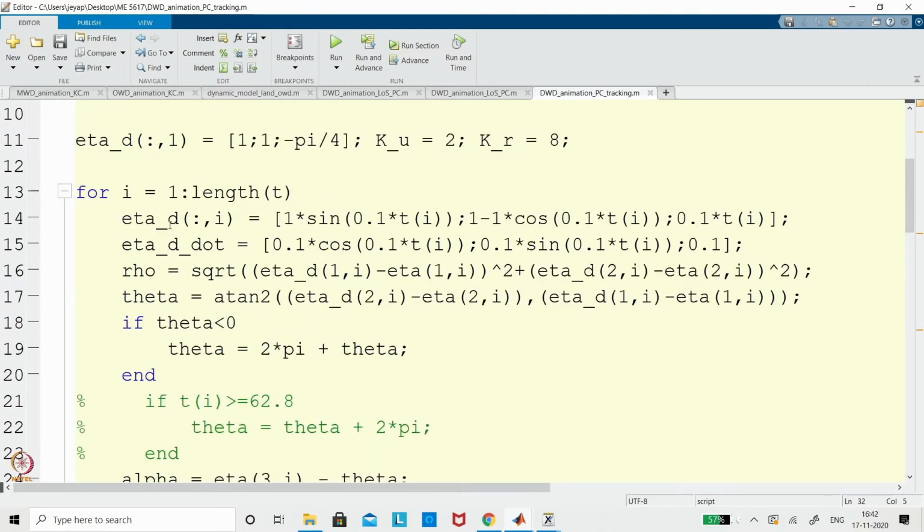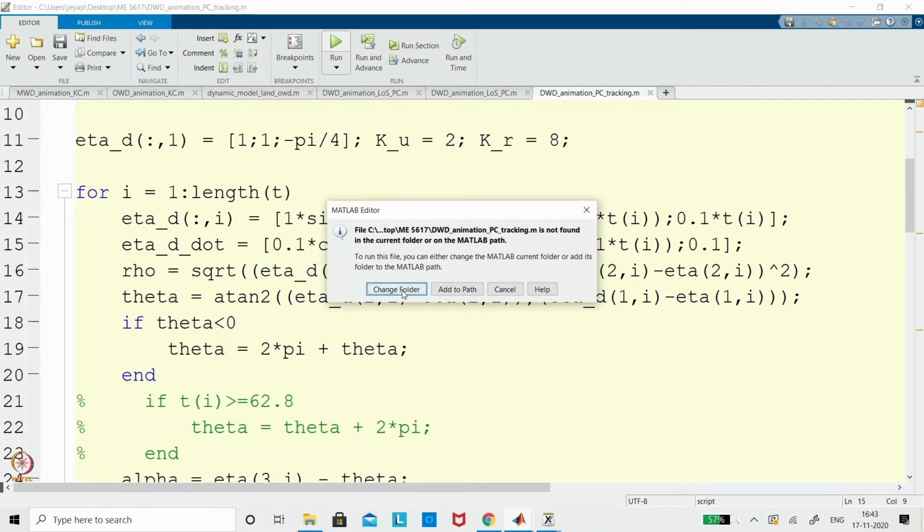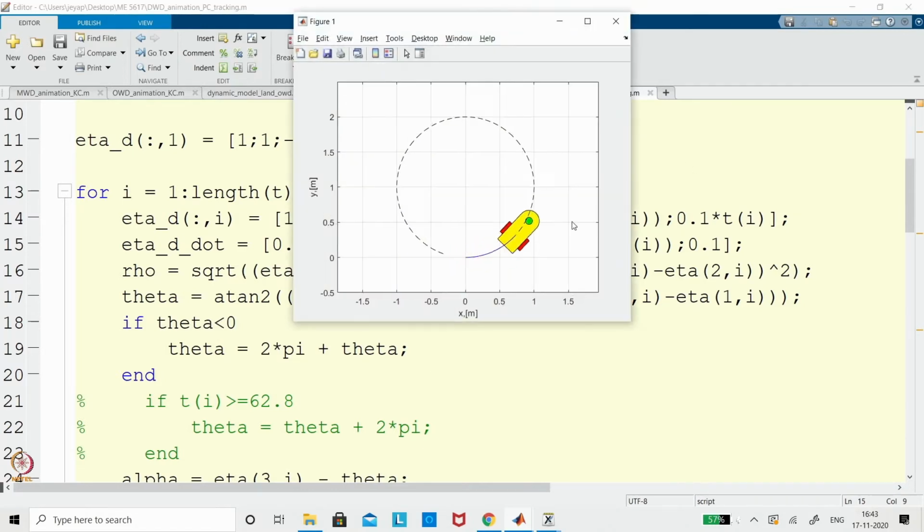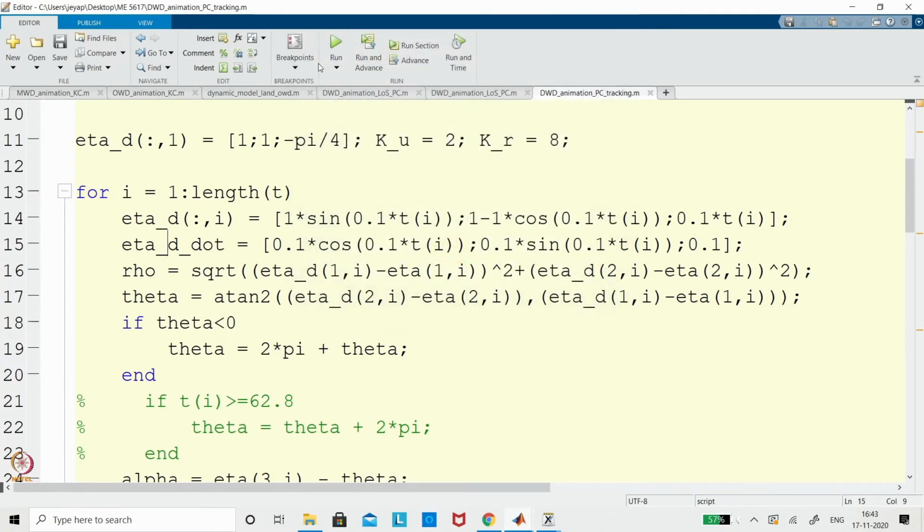Now I am giving eta desired also some kind of circular path. So in that sense eta desired dot is also coming. If I run this, what one can see is that it is trying to follow a circular path. You can see, right? But if I give an orientation component, it may not follow. Although I have given 0.1 times t like this, if I give probably pi by 4 and so on, it may not follow.